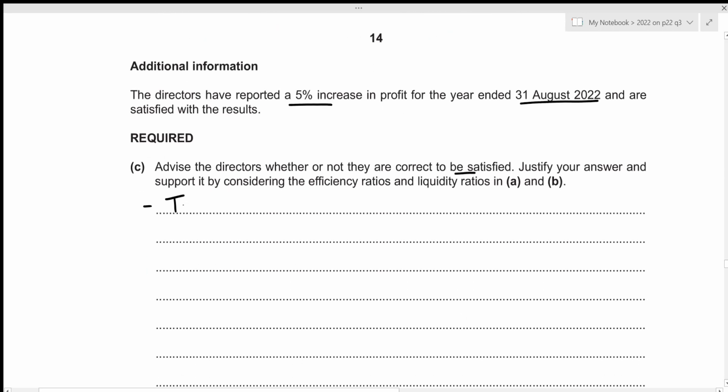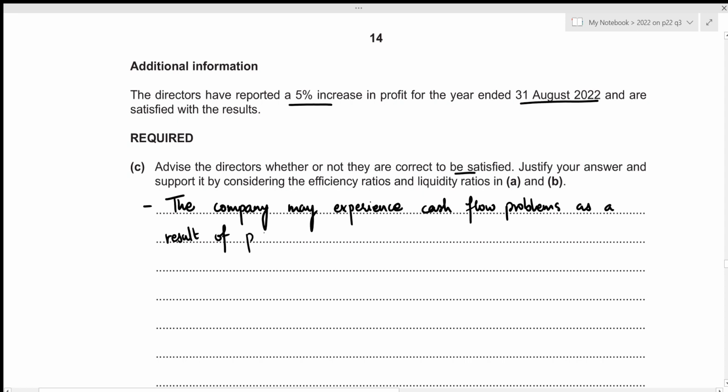The company may experience cash flow problems as a result of paying suppliers before receiving settlement from customers.